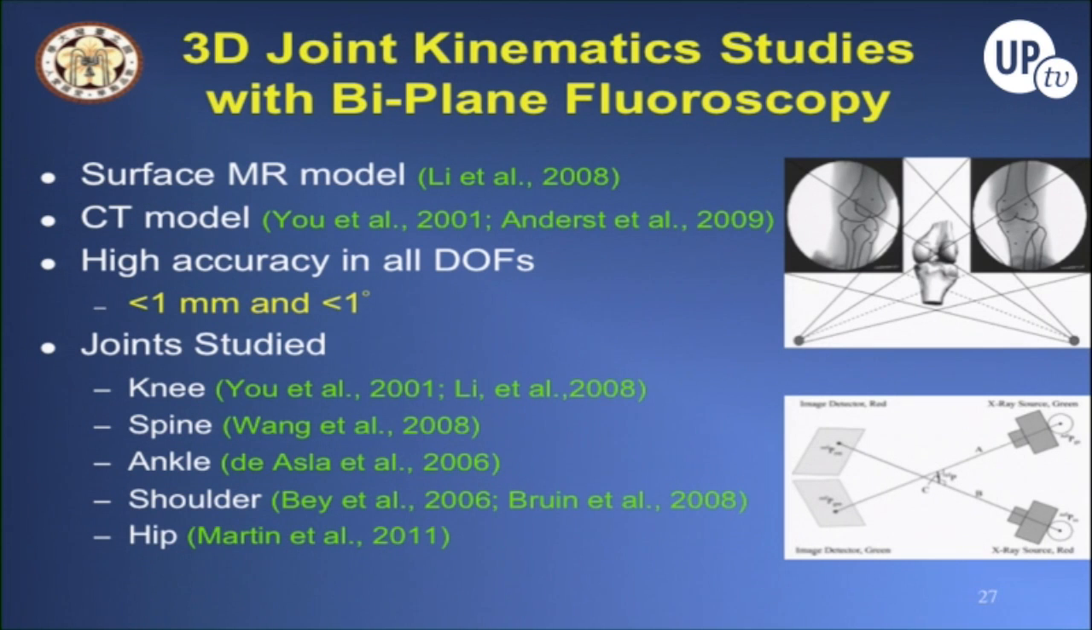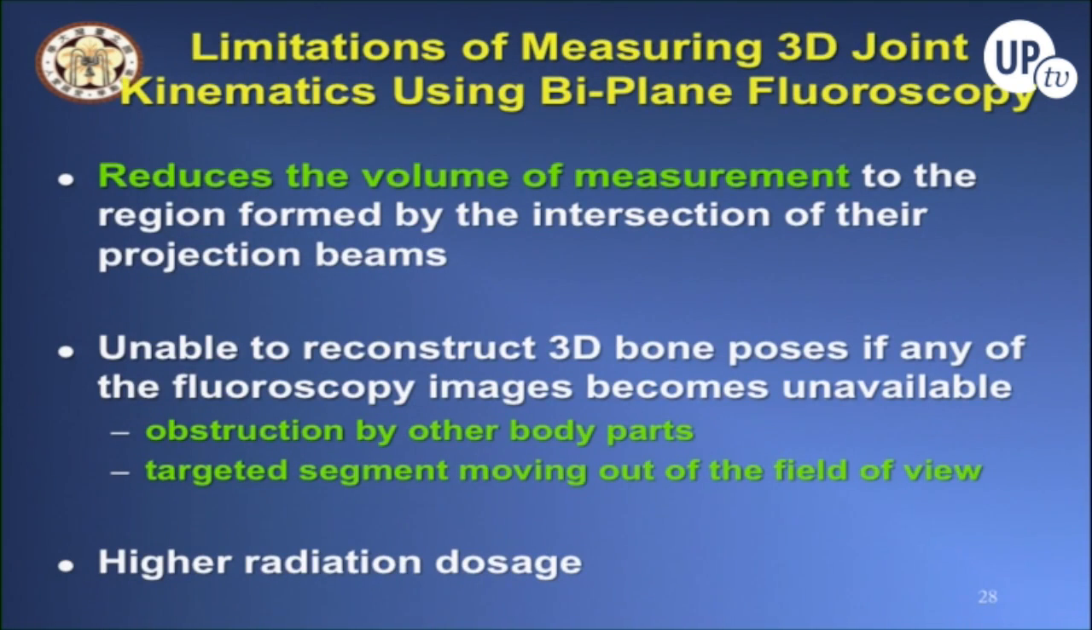So with these methods, we can use MRI or CT as a model, and according to the literature, it has very high accuracy, less than 1 millimeter in translation and less than 1 degree for rotations. And this method has been applied to all sorts of joints in the literature. But it does have limitations in measuring 3D joint kinematics, because biplane fluoroscopy would inevitably reduce the volume of measurement to the region formed by the intersection of their projected beams.